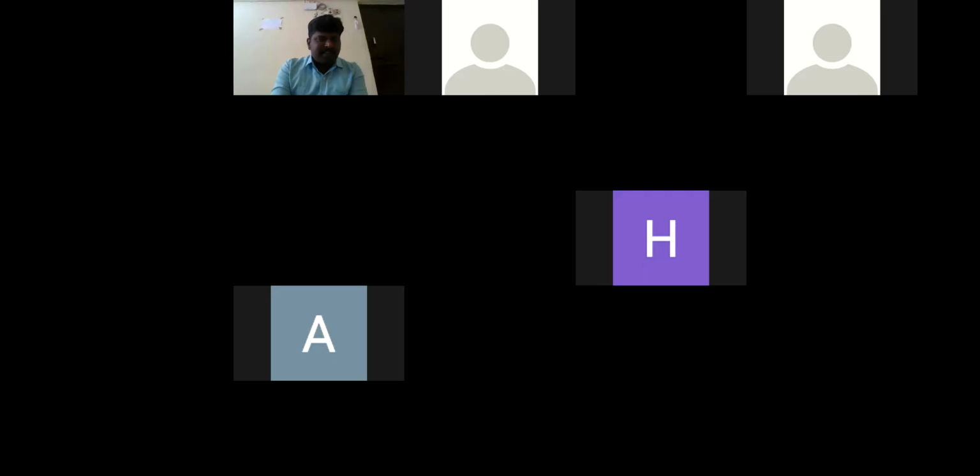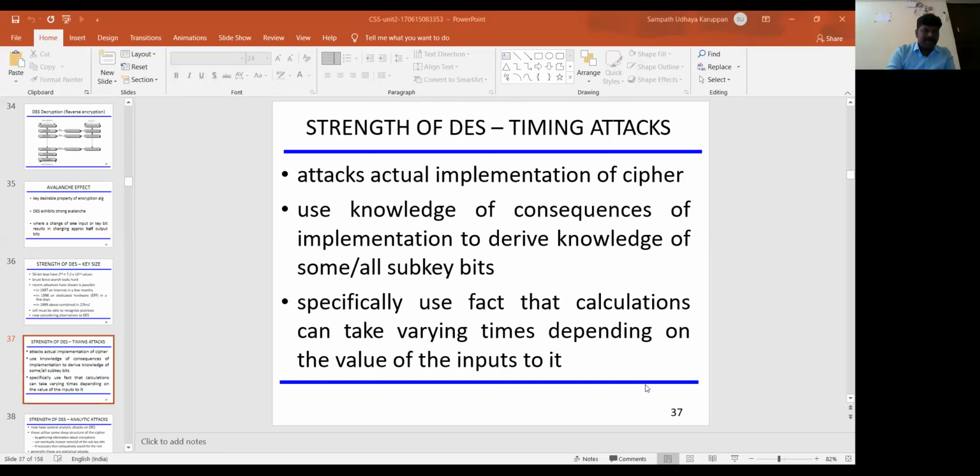Right, with this we are coming to the end of chapter 1. We'll move to chapter 2. Under that, we will discuss the concepts related to the block cipher encryption technique as well as the public key encryption technique.